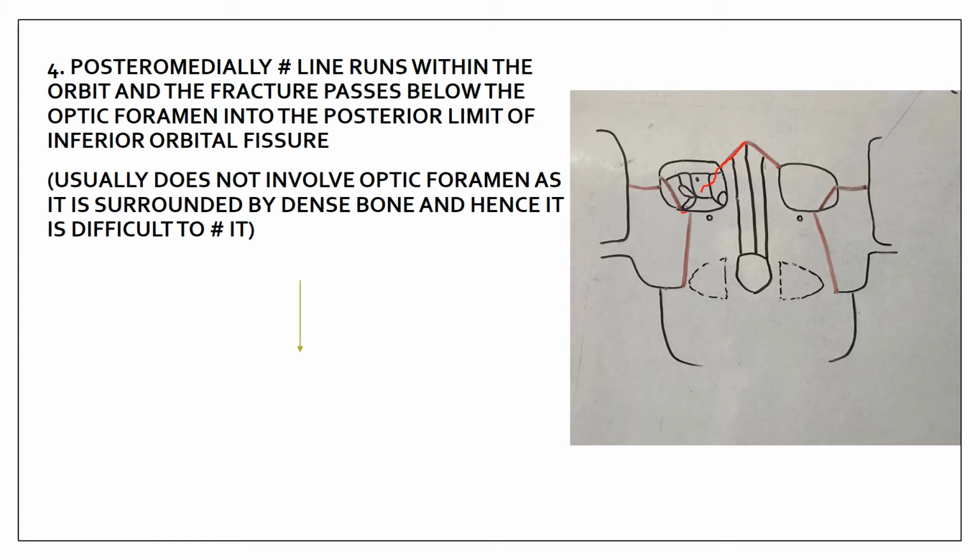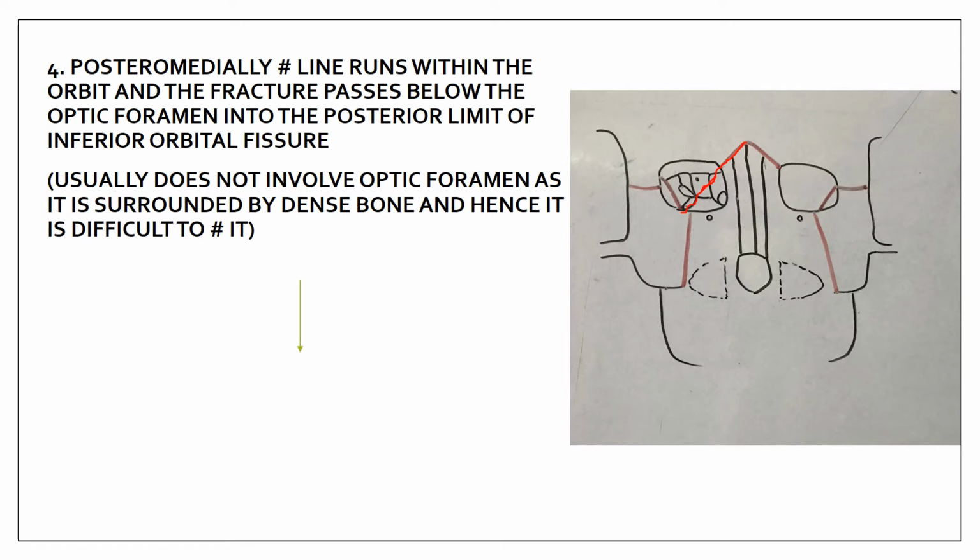Then this fourth point is that this fracture line passes through the posterior limit of your inferior orbital fissure, and this fracture line is usually below the optic foramen, and it usually does not involve the optic foramen because your optic foramen is surrounded by dense bone all over, and it becomes very difficult to fracture this.